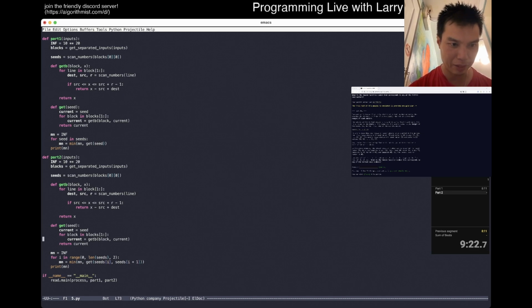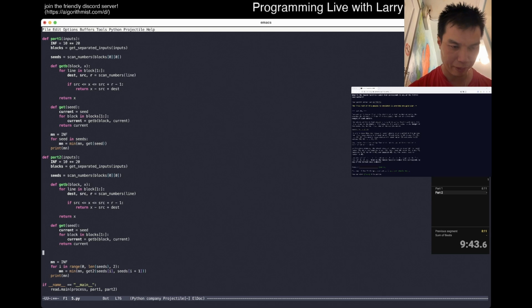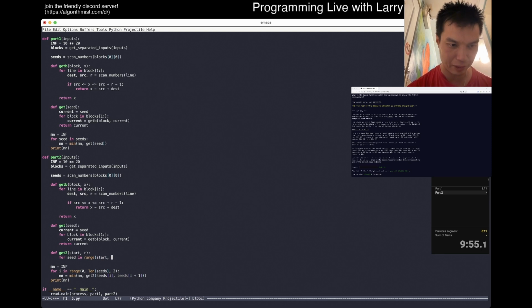Okay, and then now to get, what is it called? So to start and then range, right? So no, let's just do it this way. Though you could, it probably is a little bit smarter than that, but okay, get 2, right? Get 2, start range, right? For seed and range from start plus R.